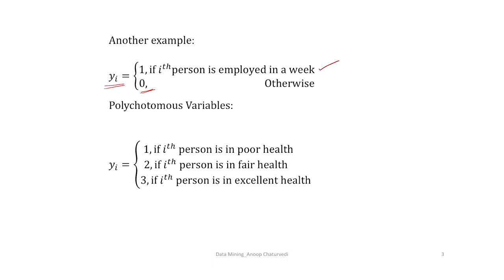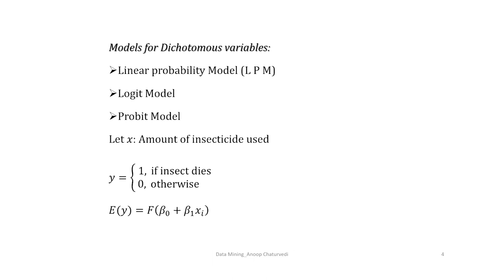Then actually these variables are dichotomous variables taking just 2 values, but sometimes you may also have polychotomous variables which take more than 2 values, say yi equal to 1 if the person is in poor health, it takes value 2 if the ith person is in fair health, and it takes value 3 if the ith person is in excellent health. So, the health of a person is classified into one of the 3 classes: poor health, fair health, and excellent health. Now, in this lecture, we will consider different models for dichotomous variables. So, the models which we are going to consider are linear probability model, logit model, and probit model.